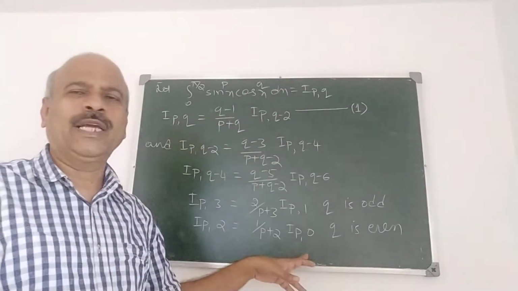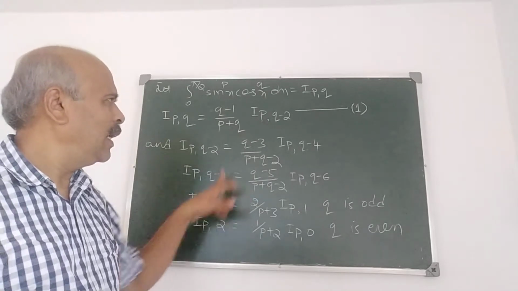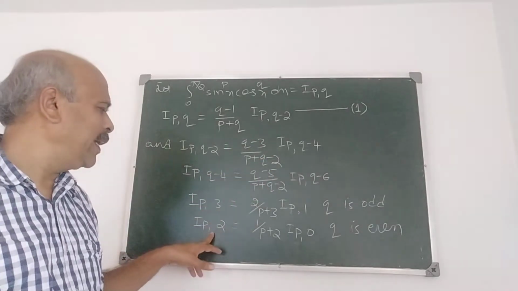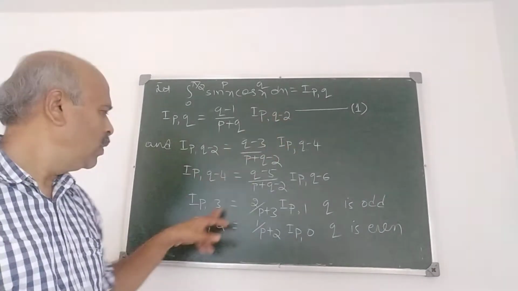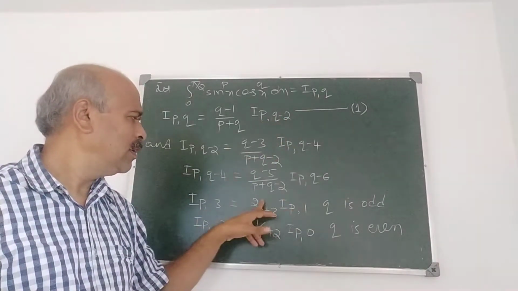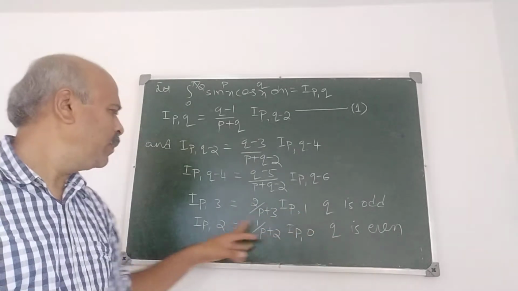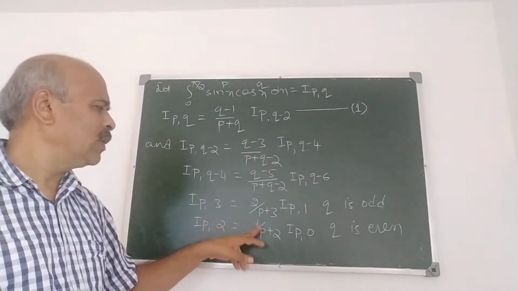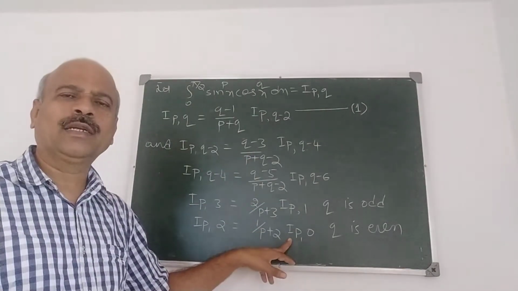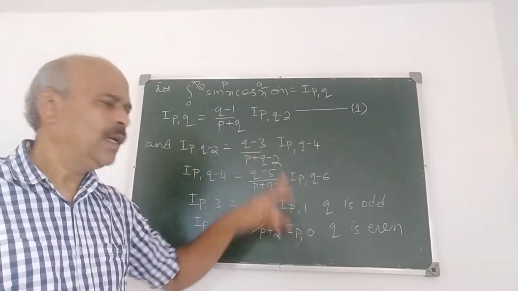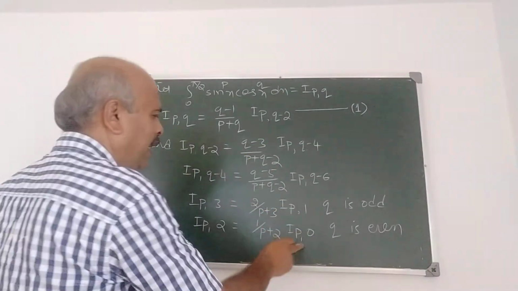See, we substitute like this. Finally, in the last step we get I(p, 3) and I(p, 2). When q is odd, we get I(p, 3) is 2 by (p plus 3) I(p, 1). When q is even, we get I(p, 2) is 1 upon (p plus 2) I(p, 0). This will be the last factor in this formula. Now we find out what is this I(p, 1) and I(p, 0).